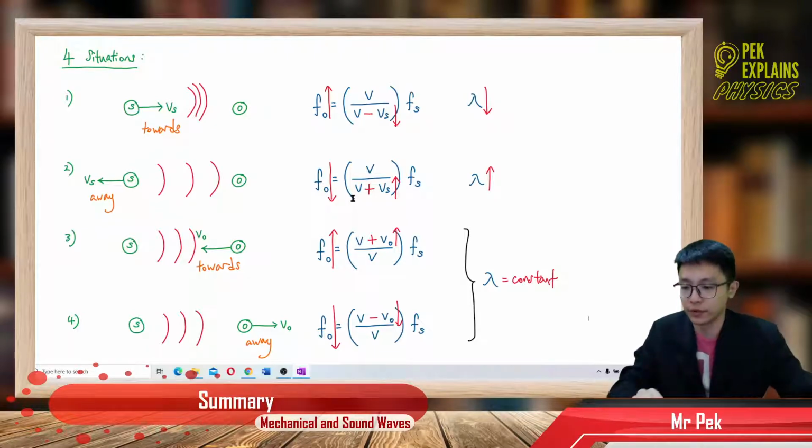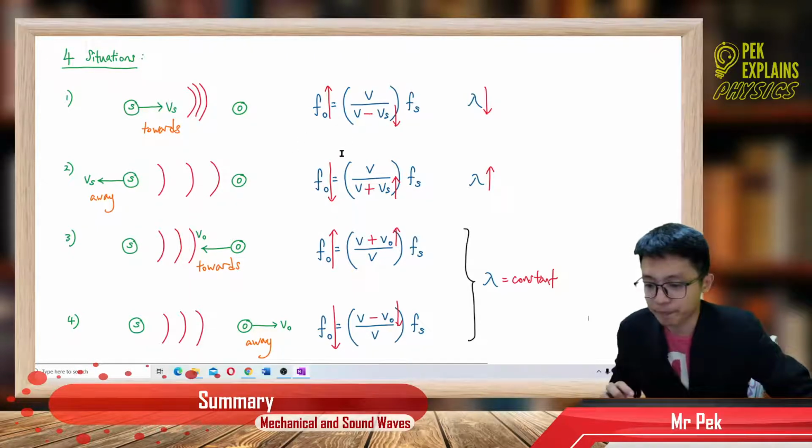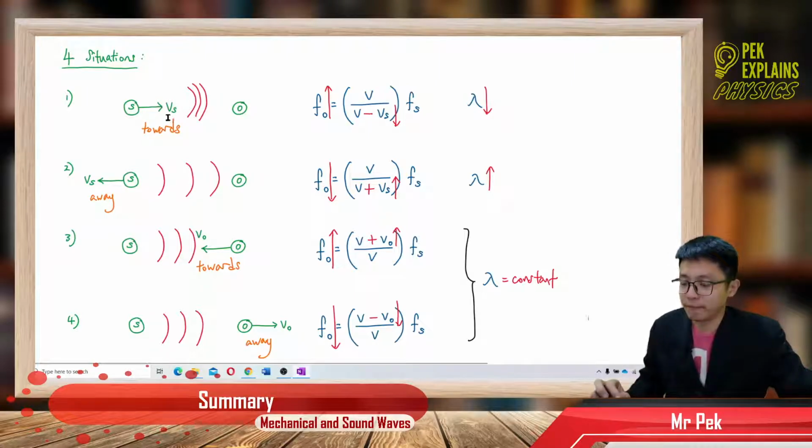Okay, lower observed frequency. So you see, like this one, the first situation, the source is moving towards the observer, so we can expect higher frequency. And so we also have the velocity of the source. The observer has 0 velocity, so at the top we don't have VO, we only have VS, because only the source is moving with velocity.